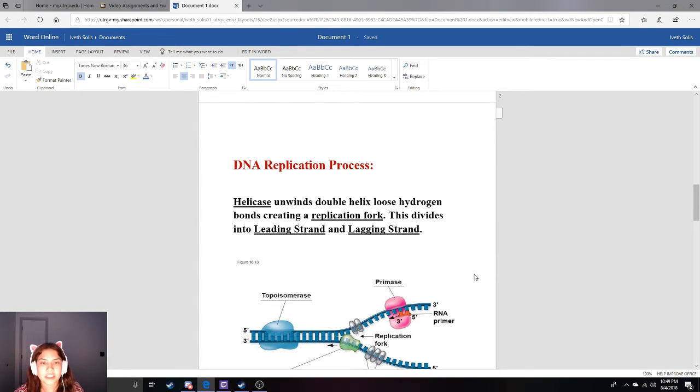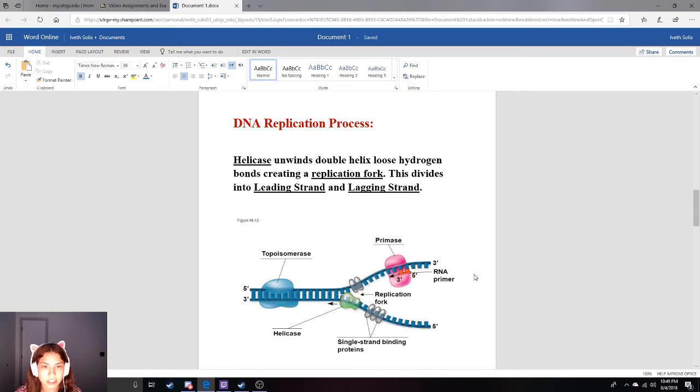So the first part of the DNA replication process is when the helicase unwinds the double helix. The strands lose hydrogen bonds, creating the replication fork. So this is the helicase creating the replication fork. This divides the leading strand and the lagging strand.